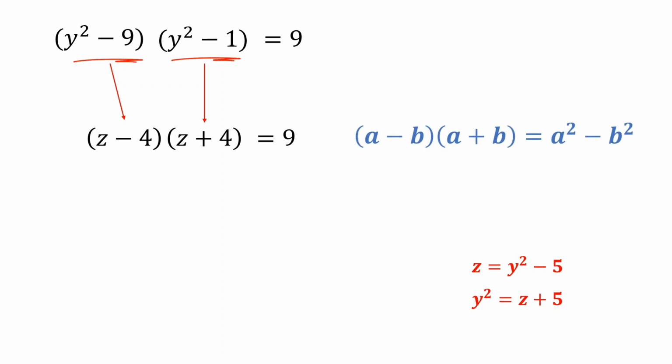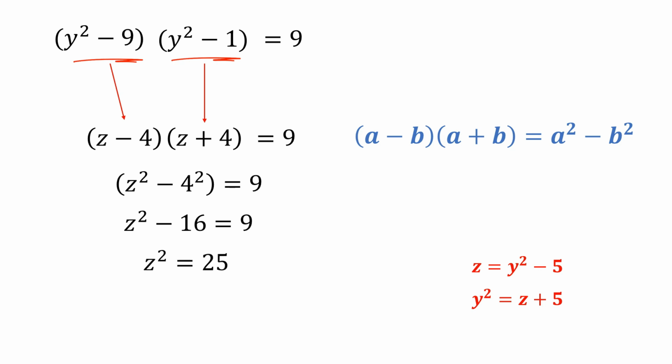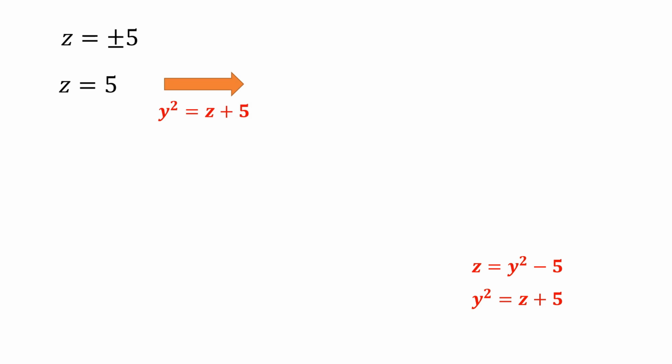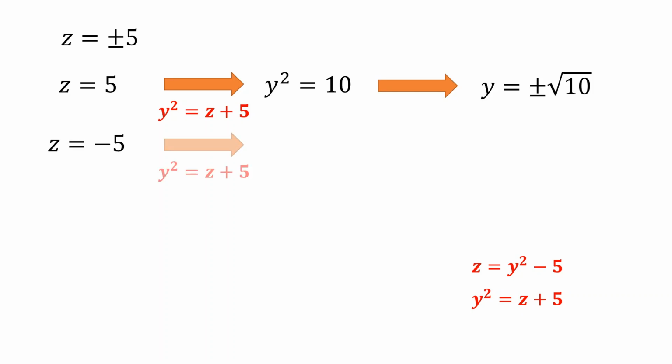So this is again of the form a minus b times a plus b, and that becomes z squared minus 4 squared, or z squared minus 16, which equals 9. Thus, z squared equals 16 plus 9, or 25. Therefore, z equals plus or minus 5. Now, when z equals 5, we get y squared equals 5 plus 5, or 10. And thus, y equals plus or minus the square root of 10. When z equals negative 5, we get y squared equals 5 minus 5, or 0.